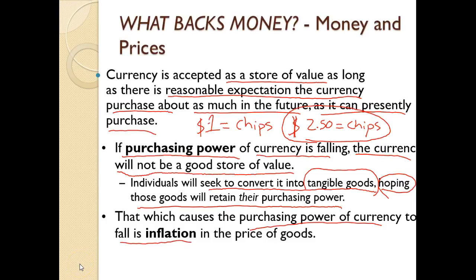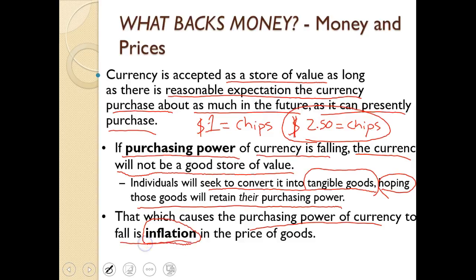So where we finished off in the last video, we were talking about the purchasing power. What is happening if the purchasing power is falling? Well, people will take their currency, convert it into tangible goods, hoping that these goods will retain their actual purchasing power. So, what causes purchasing power of currency to fall? It's inflation.